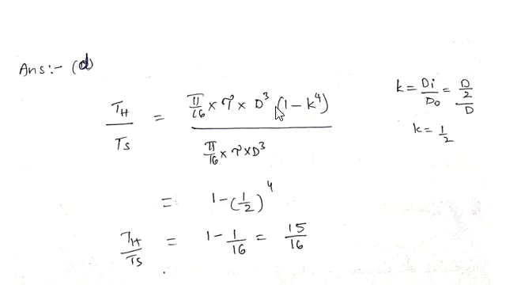tau d cube into 1 minus k to the power of 4, where k is the ratio between inside diameter to the outside diameter of the hollow shaft. Here it is given inside diameter is half of the outside diameter. So we'll get k for hollow shaft is 1 by 2. And the torque transmitting capacity of solid shaft, we know the formula is pi by 16 into tau into d cube.